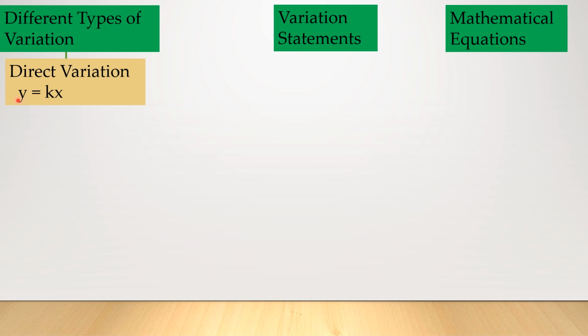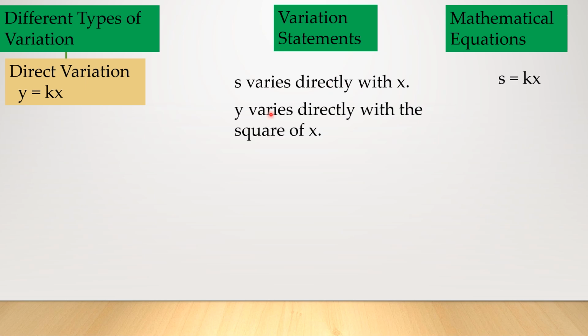So, direct variation: y is equal to k times x, where k is the constant of variation, x is the independent variable, and y is the dependent variable. Here's an example of a variation statement: s varies directly with x means s is equal to k times x. So, direct variation involves only two variables, s and x, or any letters, two variables.